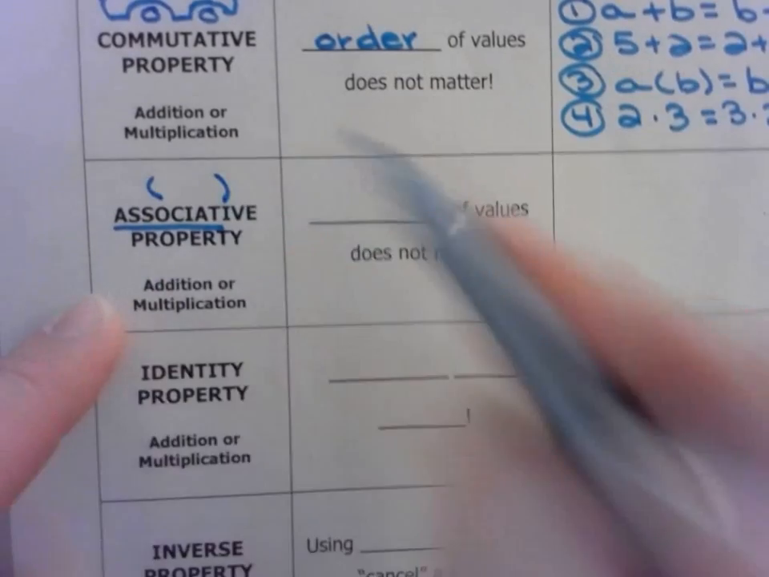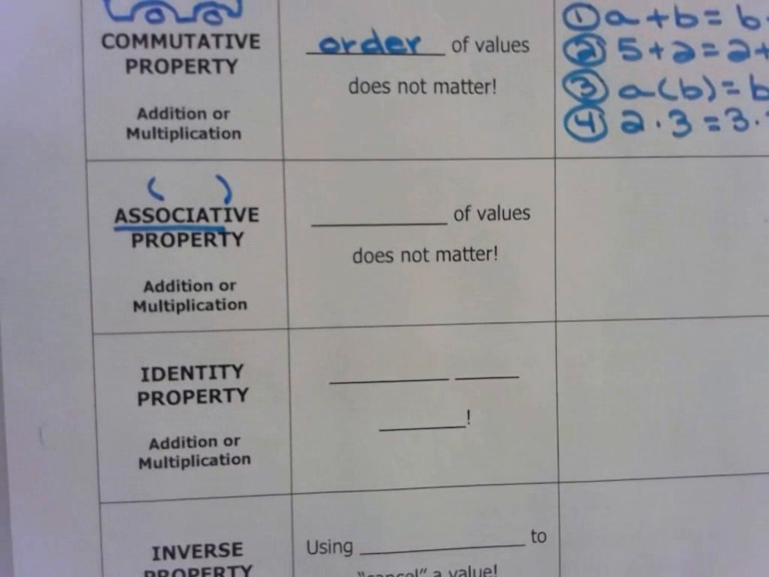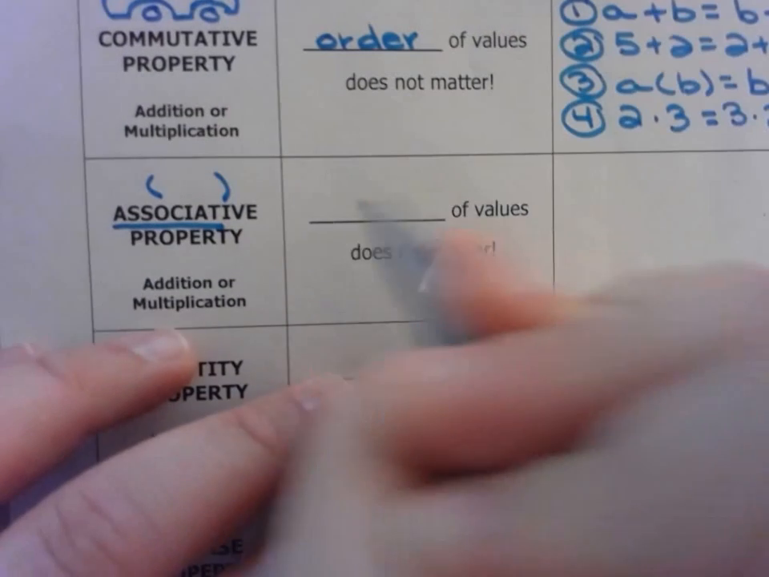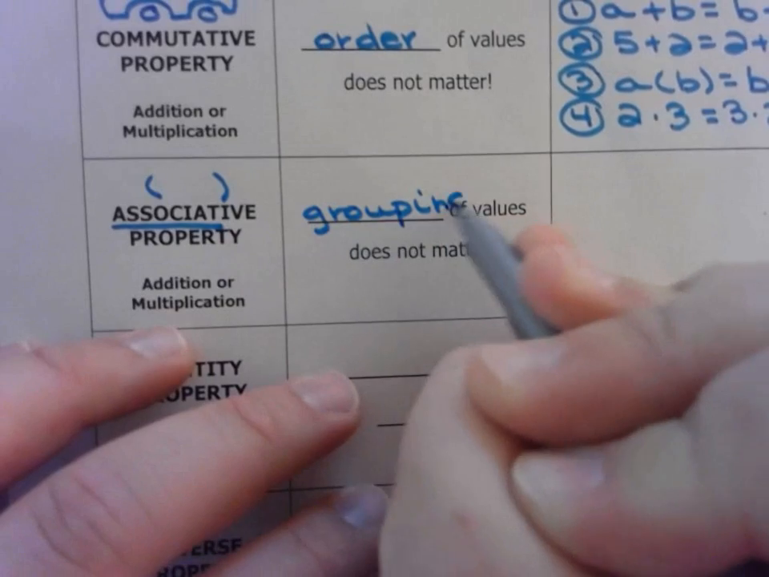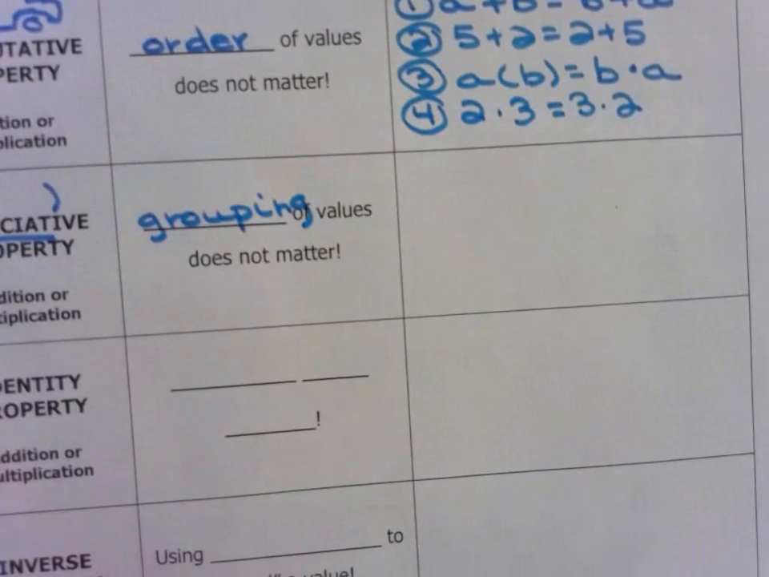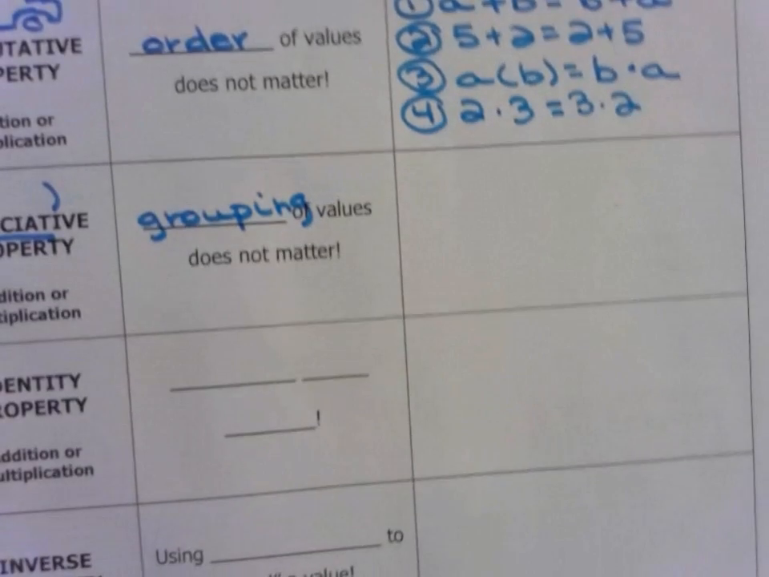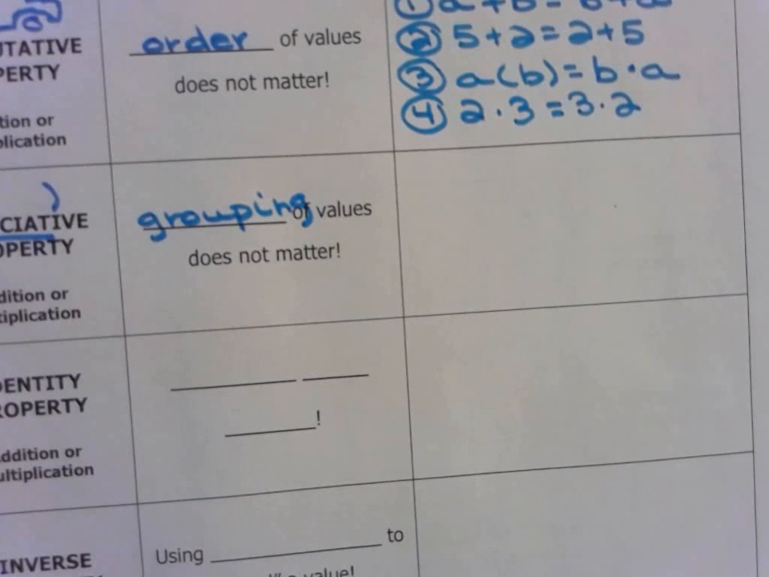So associative property, we are going to use parentheses. Be careful. Just because you see parentheses does not mean it is associative. You have to have another specific thing, and I'll explain that in a second. So don't assume because you see parentheses that it's associative property. Associative property is grouping of values does not matter. So the order that I group things together, or the things I group together, it doesn't matter which things I group together. It works for addition and multiplication.